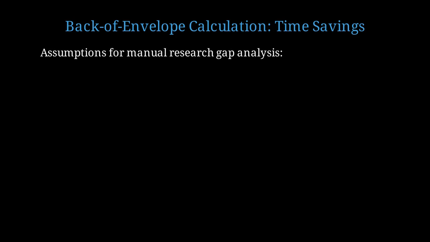Let's do a back-of-envelope calculation to understand the time savings AI provides. Let's make some reasonable assumptions for a traditional manual literature review. A researcher can thoroughly read and analyze about 2 papers per hour. To conduct comprehensive gap analysis in a subdiscipline, you need to review at least 5,000 papers. That's 5,000 divided by 2, which equals 2,500 hours of reading time.